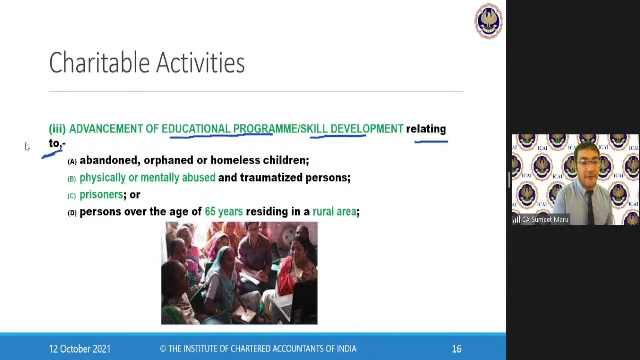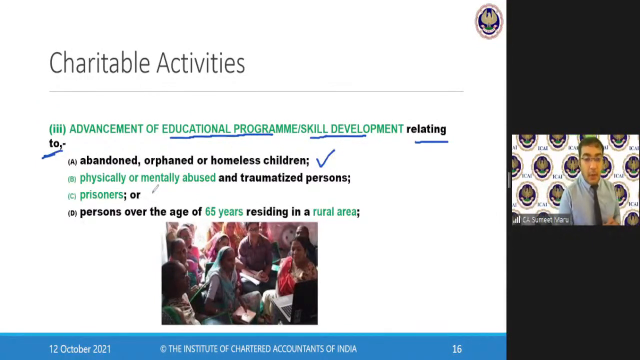Let's see this. First, abandoned or orphaned or homeless children. So here we are doing an educational program or a skill development program for abandoned children, orphan children, or homeless children. Then exemption will be given to you. It will be considered under charitable activities and hence you will be given an exemption.